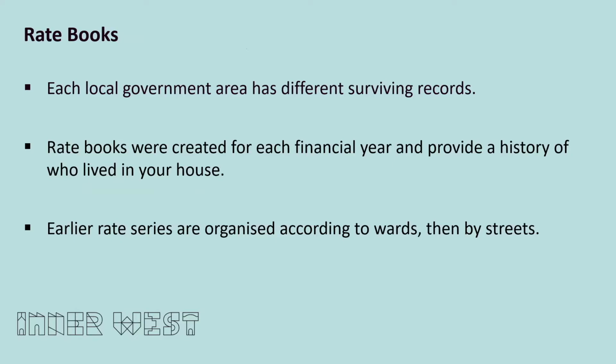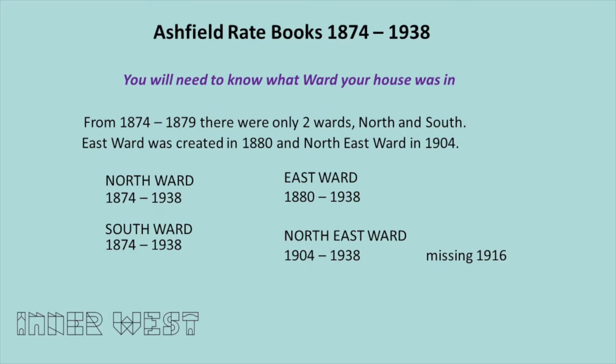Rate books. Each local government area has different surviving records. Rate books were created for each financial year and provide a history of who lived in your house. Earlier rate series are organised according to wards, then by streets. Ashfield rate books, 1874 to 1938.